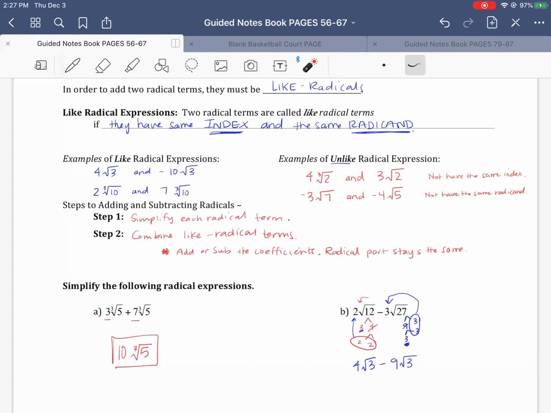You'll notice once you've simplified, we actually have like radicals now. They're both square roots. They both have a 3 as the radicand, so we can now combine these. If I have 4 square roots of 3 and I subtract 9 square roots of 3, that would give me -5 square root of 3. Again, it's a lot like combining like terms with our x's and exponents. We just have radicals involved.